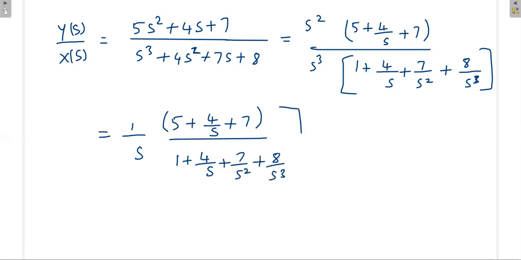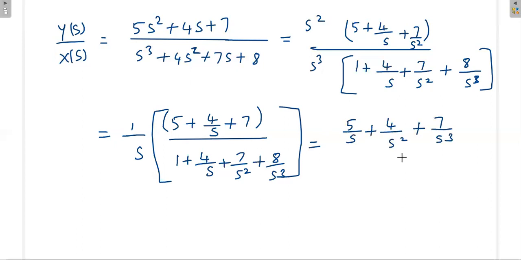So what we can do, again here we made a mistake, this is s square. Okay, now we can take this s in the numerator and absorb it in this equation. So we'll be getting 5 by s plus 4 by s square plus 7 by s cube, and the denominator is 1 plus 4 by s plus 7 by s square plus 8 by s cube.